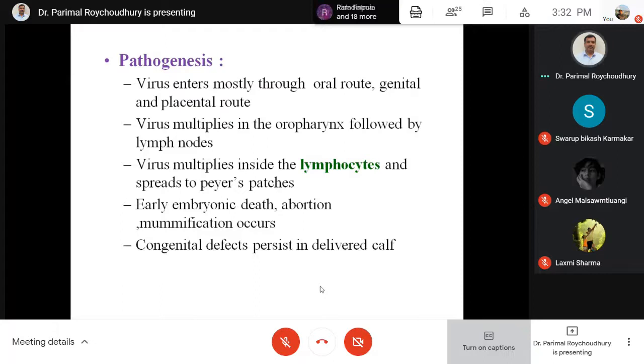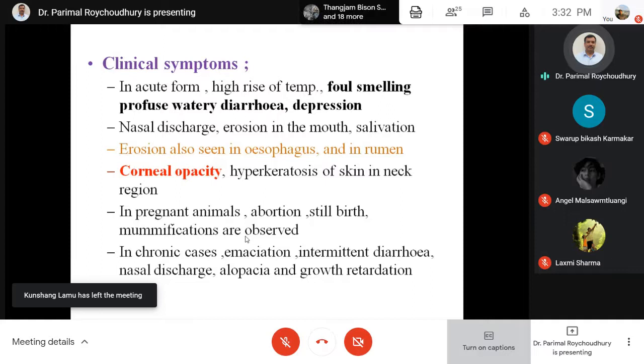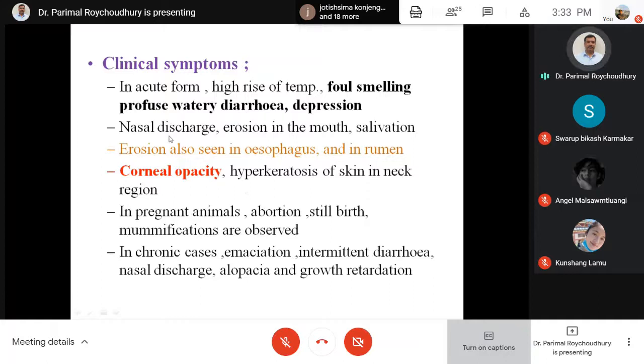They also have a similar kind of lymphocyte tropism, and then the Peyer's patches show inflammatory reactions, and the animal develops severe mucosal reactions. Profuse, foul smelling diarrhea and depression are constant features with a high rise of temperature. So in any case of severe, watery diarrhea in bovine, we can think about the presence of BVDV. Nasal discharges, erosions in the mouth and salivation are also features.